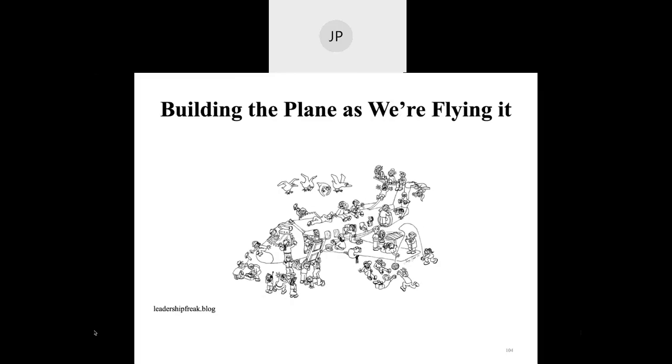A little bit of levity. As you can see, we are building the plane a little bit as we're flying it, but I think time will hopefully give us all of the answers that we're looking for.